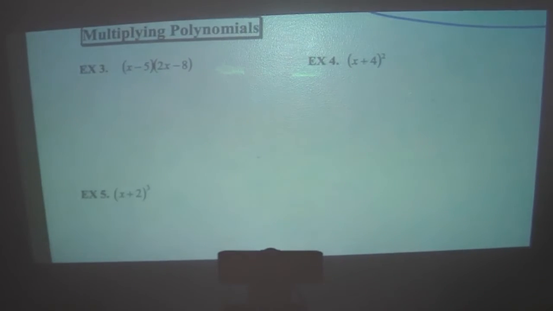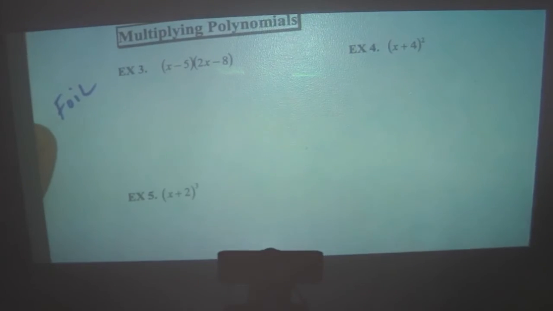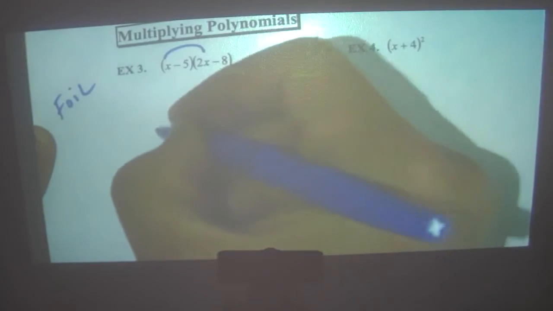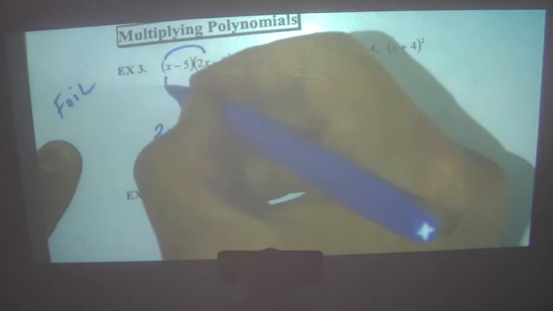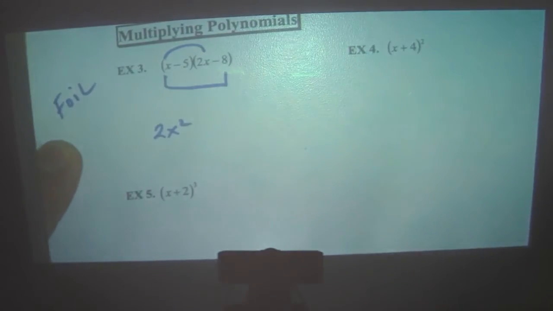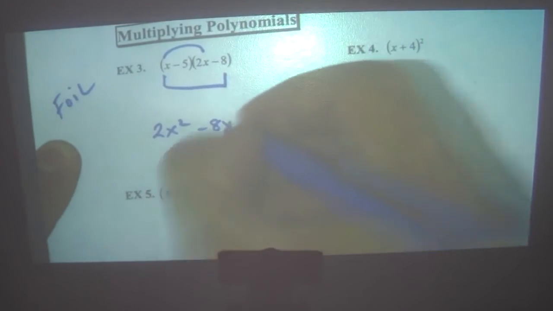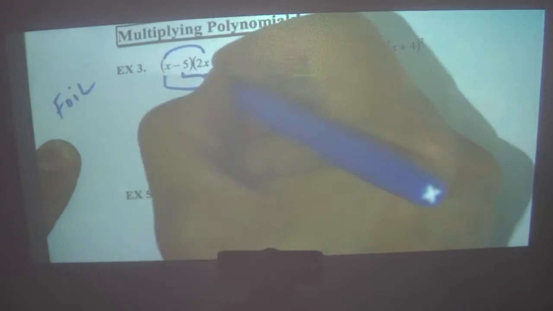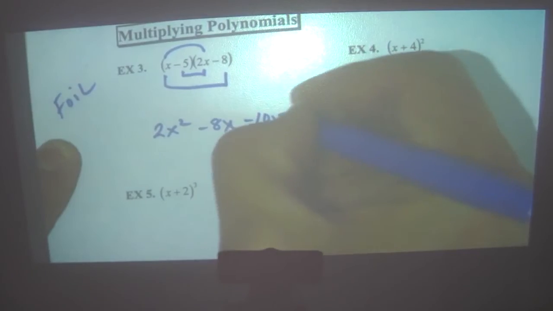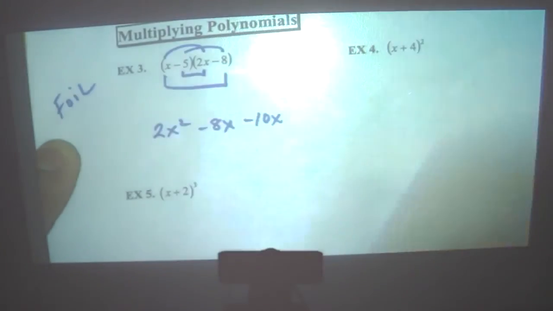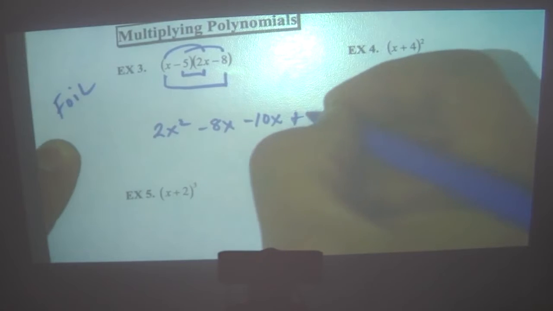All right, so first, outers, inners, last, we got our FOIL. You guys remember how to do this? So I take my first term. I got x times 2x is 2x squared. Then I do my outside terms. X times negative 8 is negative 8x. And then I do my inside terms. I got negative 5 times 2x is negative 10x. And then I do my last terms. Negative 5 times negative 8, negative times the negative is a positive 40.